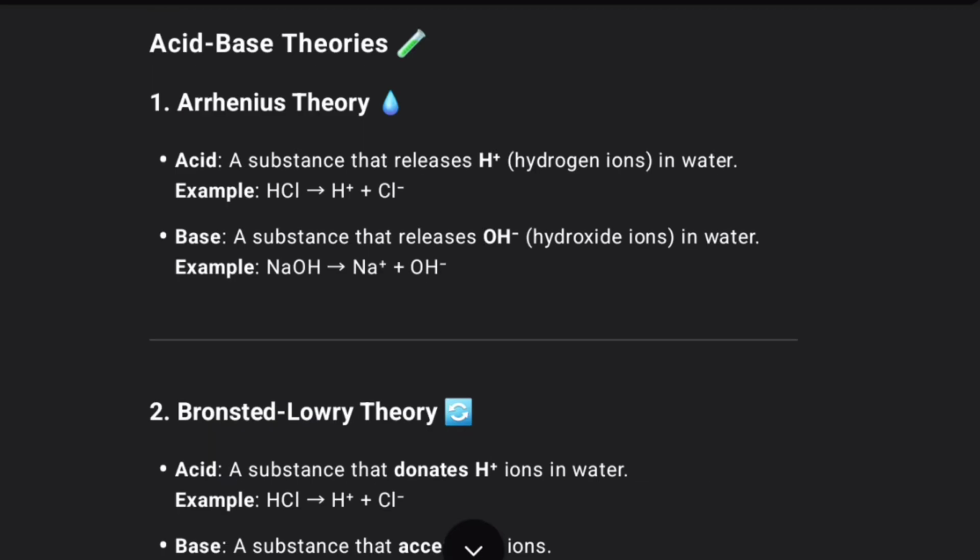1. Arrhenius theory. Acid, a substance that releases H+ ions, hydrogen ions, in water. Example, HCl gives H+ plus Cl minus. Base, a substance that releases OH minus, hydroxide ions, in water. Example, NaOH gives Na+ plus OH minus.